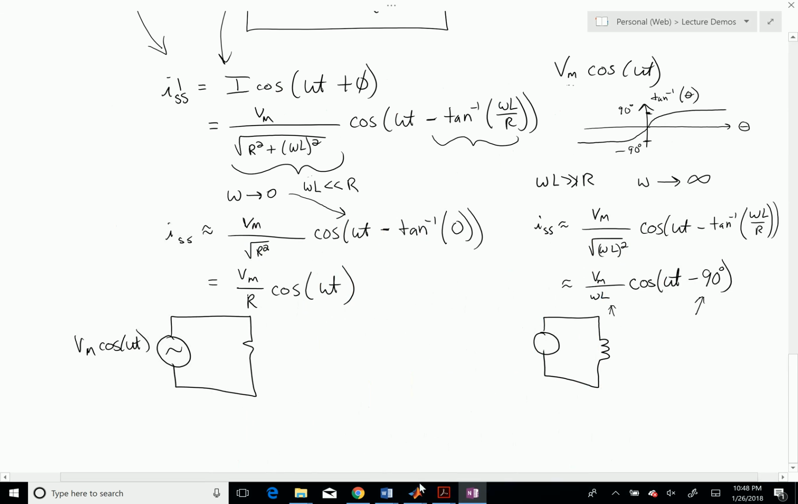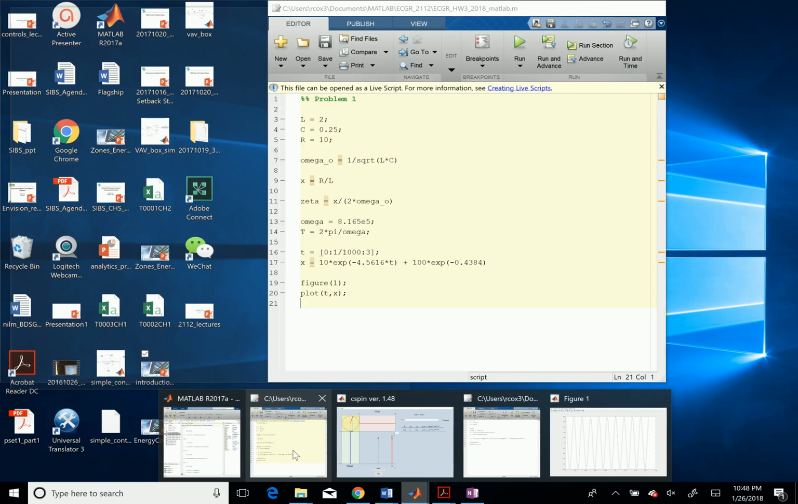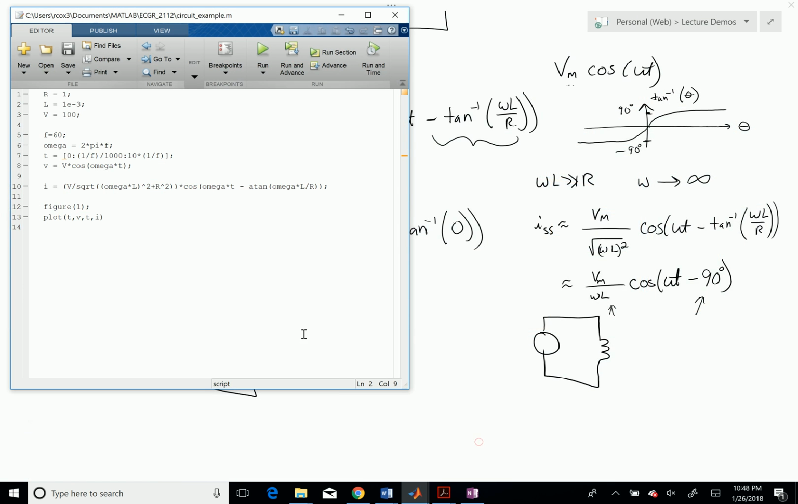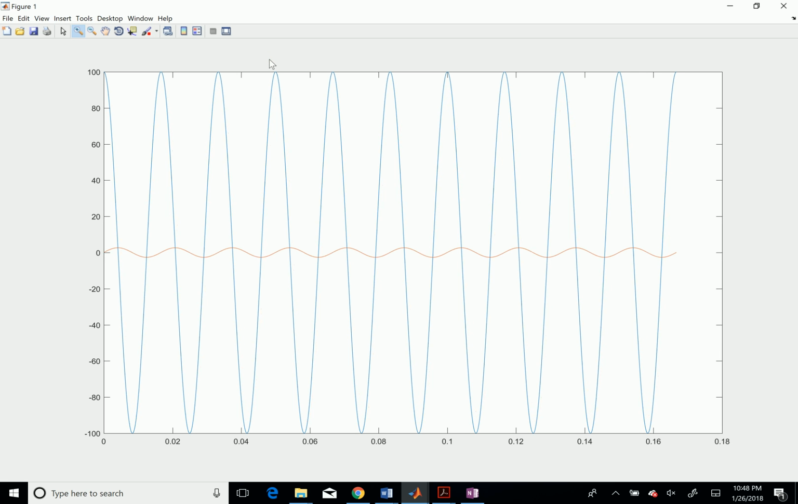Now let's keep making that L bigger still. So let's make that L 100 millihenries. Now let's see. Wow, so now when I've made that L really big, the current has gotten to be really small, and it looks like this is now almost 90 degrees out of phase.